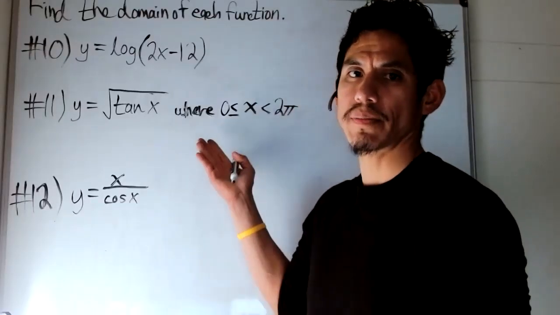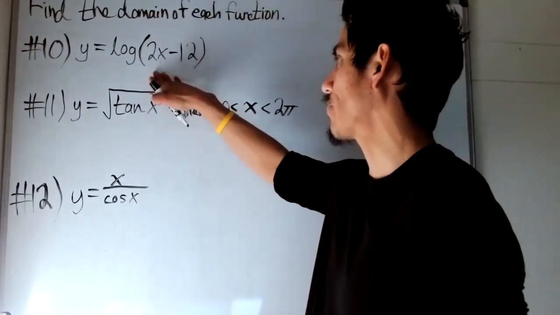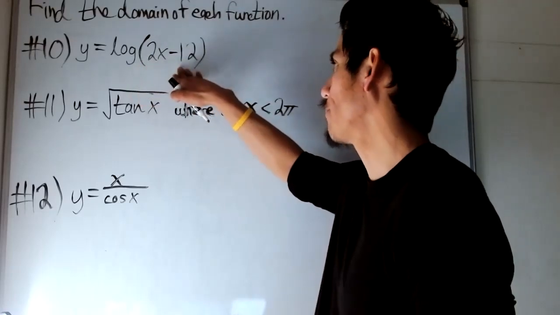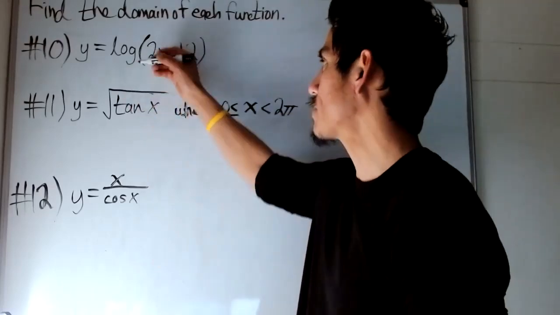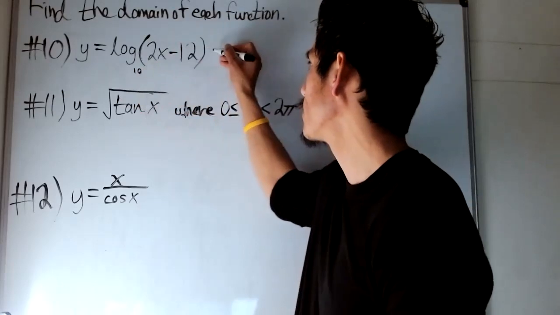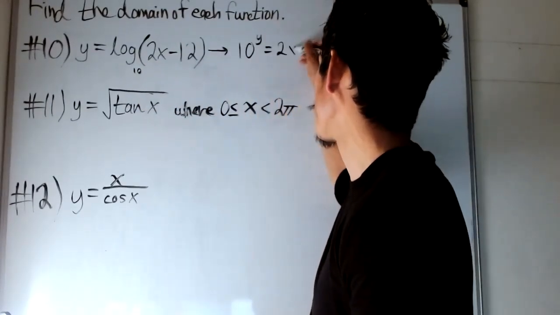All right, so let's go over some examples on how we find the domain with log functions and trig functions. So first one we have the logarithm of 2x minus 12. So let's remember what a logarithm is. It's essentially an exponential. In this case, the base is 10. So what this is saying is 10 to the y is equal to 2x minus 12.